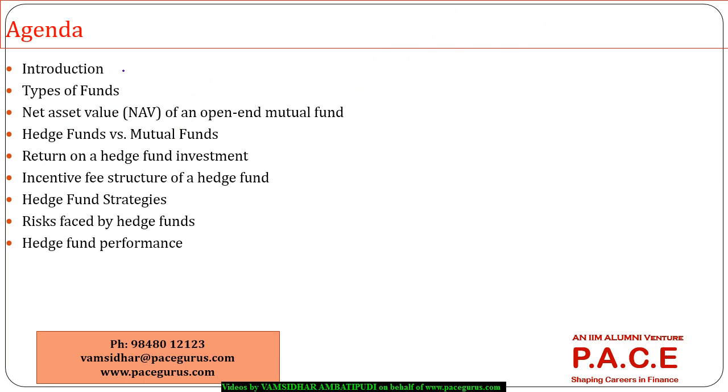So, a quick introduction regarding mutual funds versus the hedge funds. We'll talk about the types of mutual funds, wherein we bring in open-ended, closed-ended, and even the exchange-traded funds. So we are talking about the type of the funds. What is the way in which we compute the net asset value of a mutual fund? The computation procedure for the same. Then we will move towards hedge funds. We will try to understand the difference between the mutual fund and a hedge fund. Then how do I really compute the returns on a hedge fund investment?